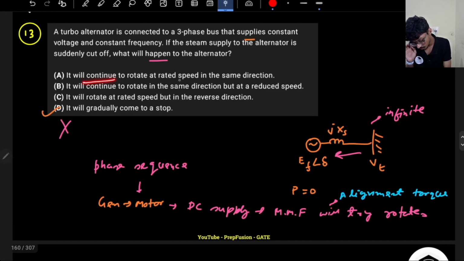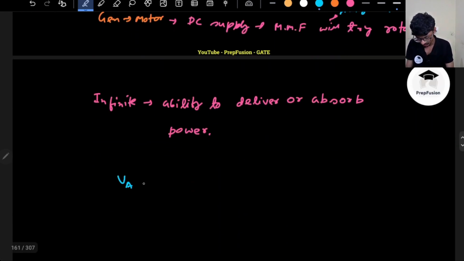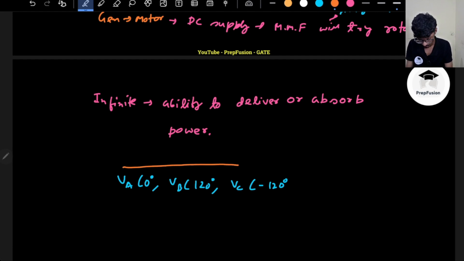So it will continue to rotate at rated speed in the same direction, provided the phase sequence is the same, right? If the phase sequence is different, it will not rotate in the same direction. Phase sequence must be the same. I hope you remember this. Phase sequence means the peak of VA will come first, the peak of VB will come later, then the peak of VC. This phase sequence has to be followed, otherwise it will not rotate in the proper direction.